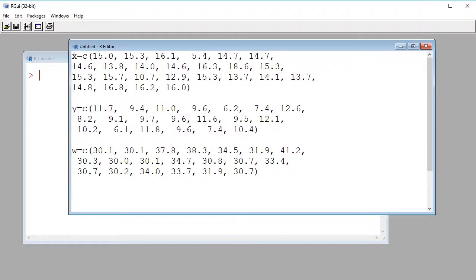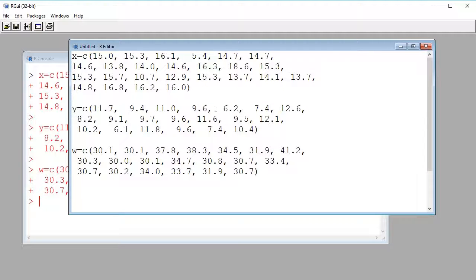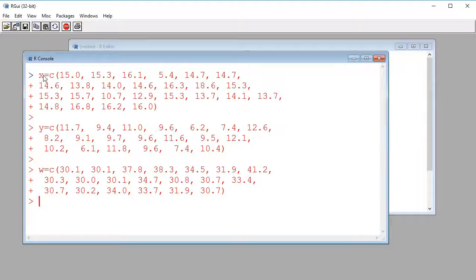And so I'll select my commands to build my three numerical vectors and then submit them to the console with the prompt by using Control R, or if you're using a Mac, it's Command Enter. I'm on Windows, so it's Control R. And so now I build x, y, and w. Let's say that I start with y, so I want to build a QQ plot for y.